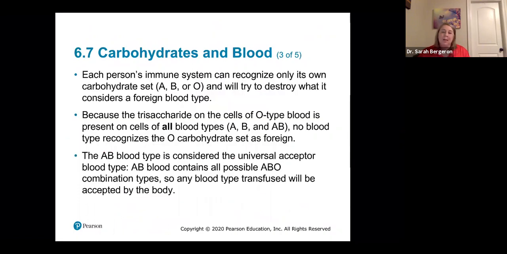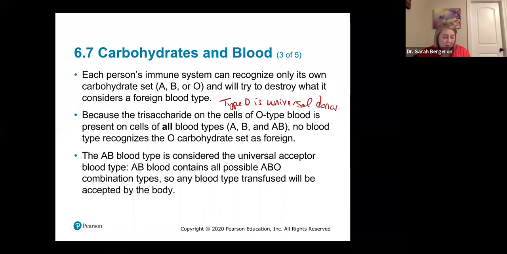And so all of the blood types, whether you are O, A, B, or AB, can all receive type O blood because they're not going to recognize that carbohydrate set as foreign. So type O is our universal donor. The type AB blood is considered the universal acceptor, right?